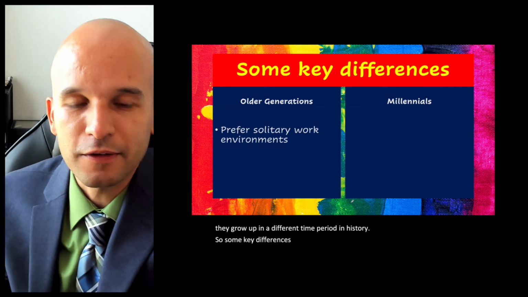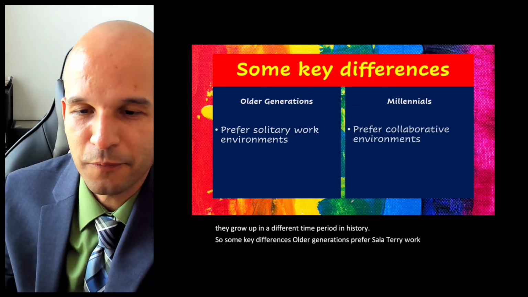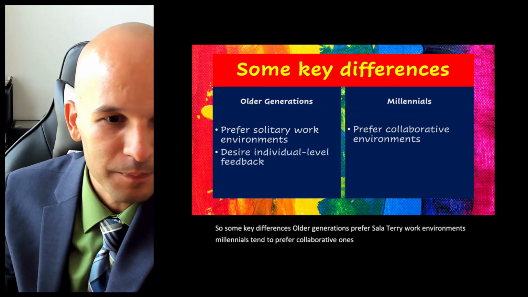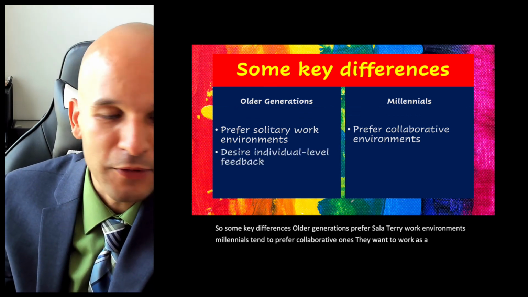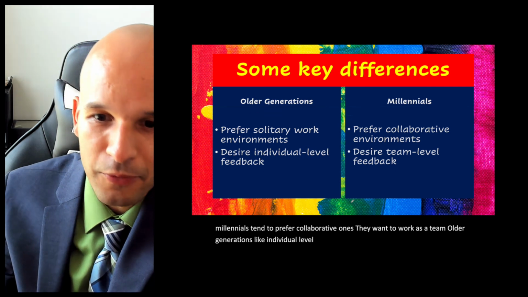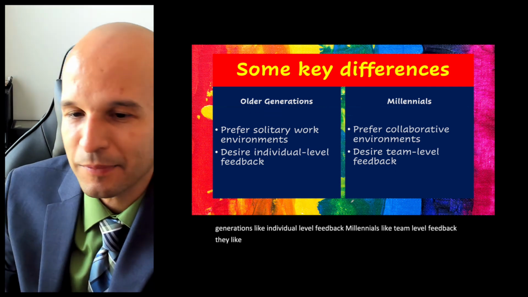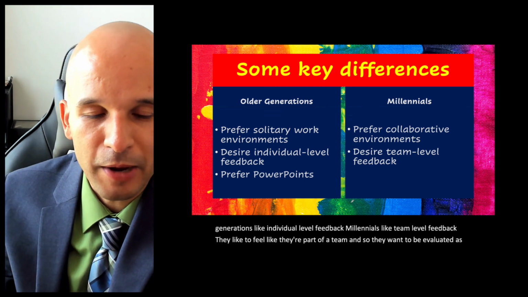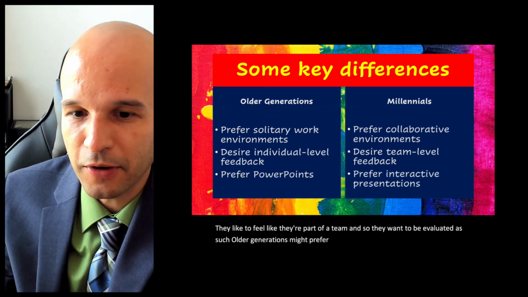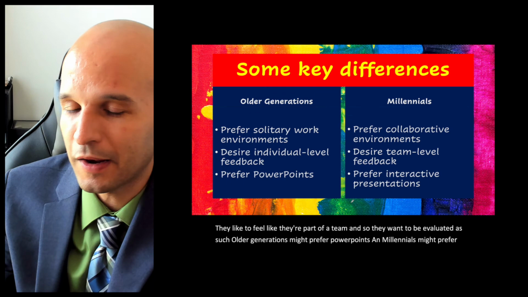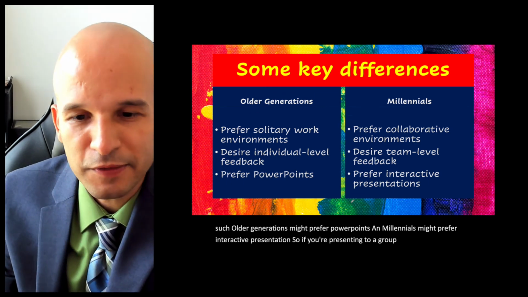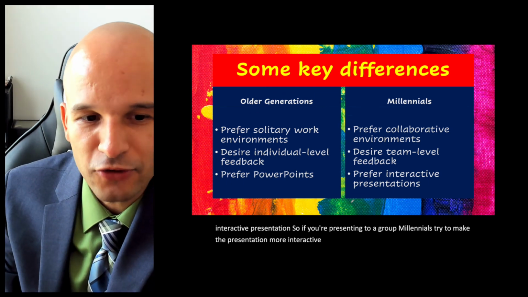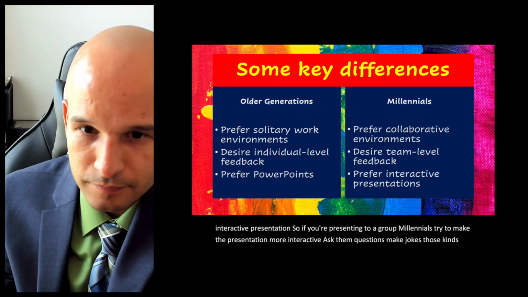So some key differences. Older generations prefer solitary work environments. Millennials tend to prefer collaborative ones. They want to work as a team. Older generations like individual level feedback. Millennials like team level feedback. They like to feel like they're part of a team, and so they want to be evaluated as such. Older generations might prefer PowerPoints, and millennials might prefer interactive presentations. So if you're presenting to a group of millennials, try to make the presentation more interactive. Ask them questions, make jokes, those kinds of things.